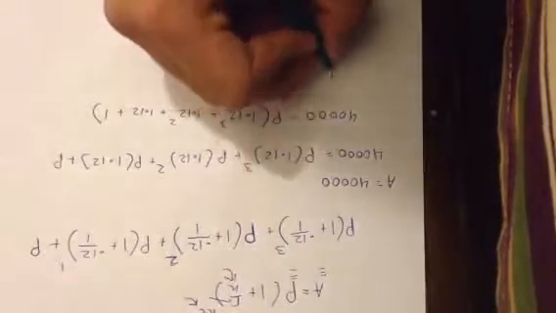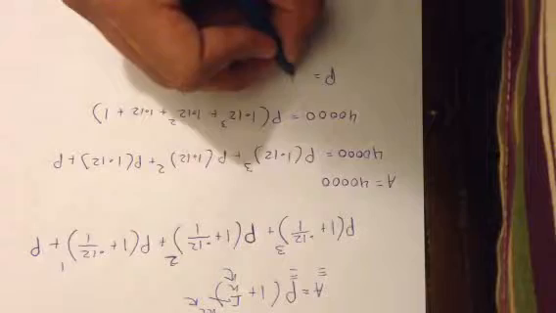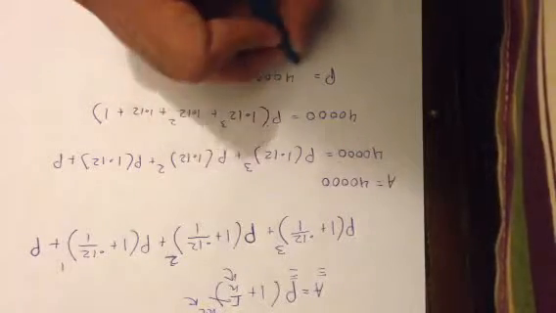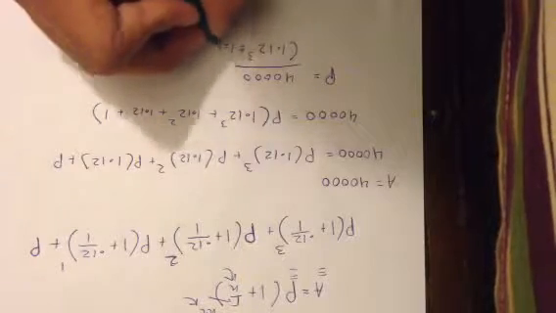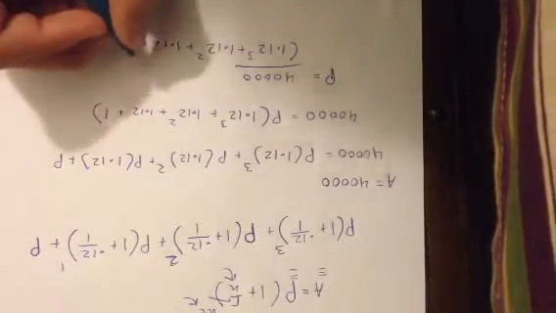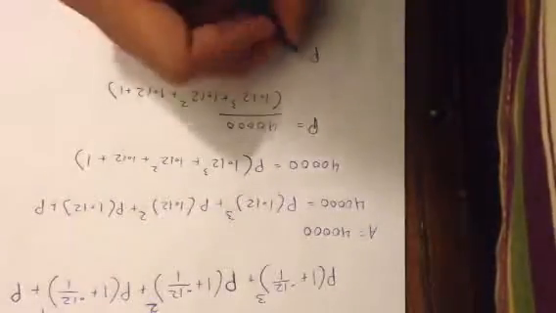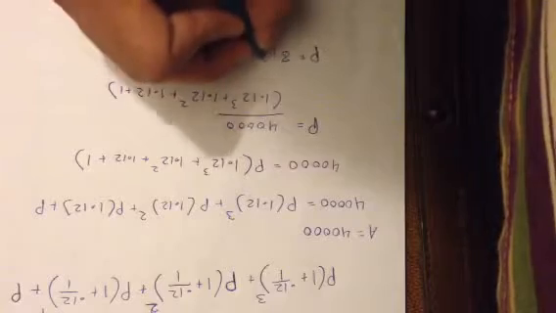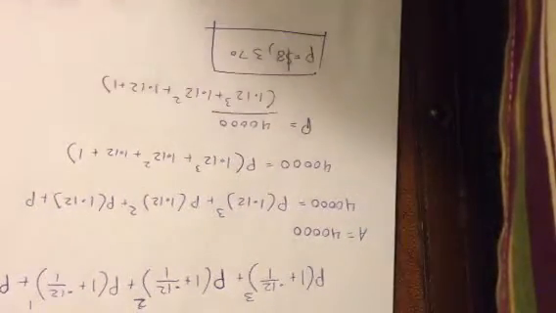So our final answer for P, our initial deposit at the end of each year, will be equal to 40,000 divided by (1.12 cubed plus 1.12 squared plus 1.12 plus 1). If you enter that all into your calculator, you get our final answer of P equals $8,370 to be deposited at the end of each year.